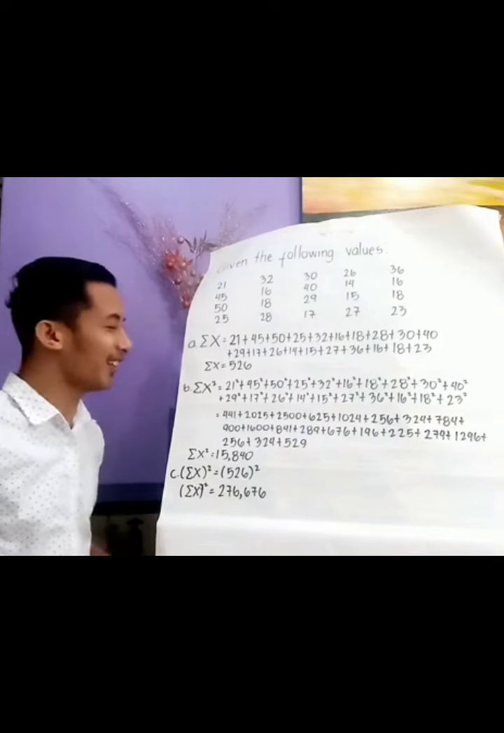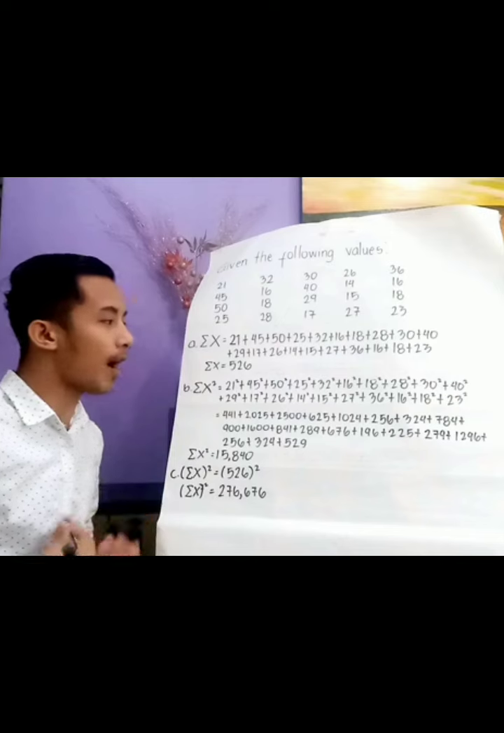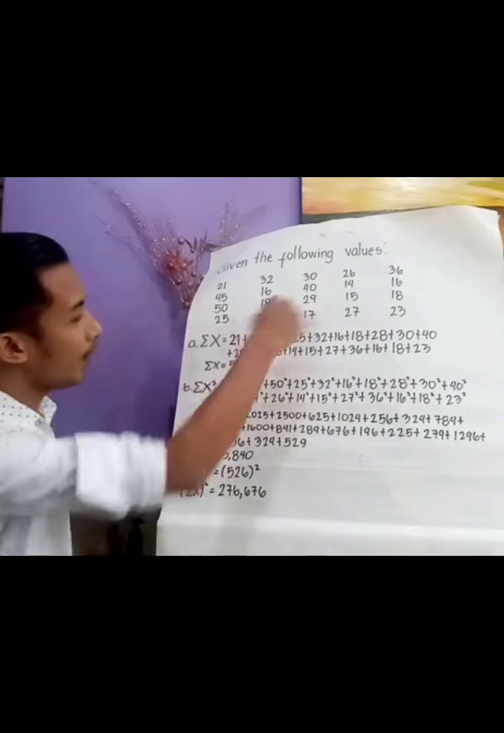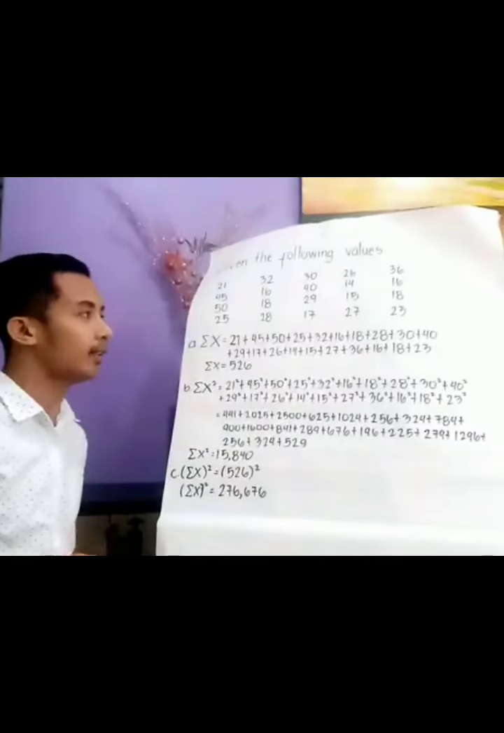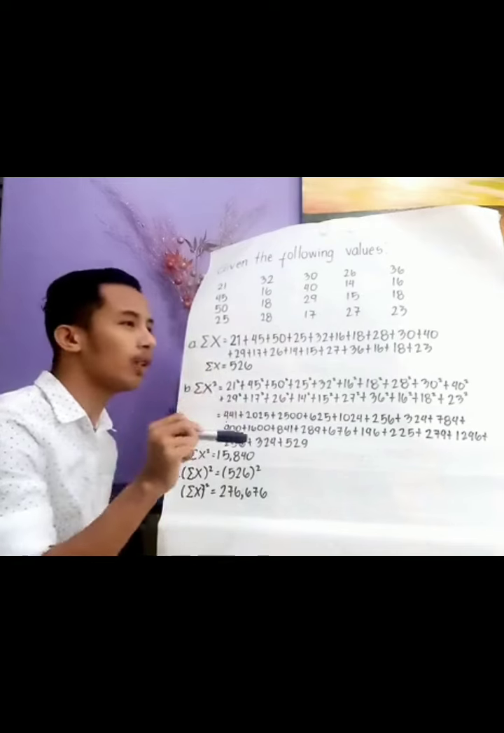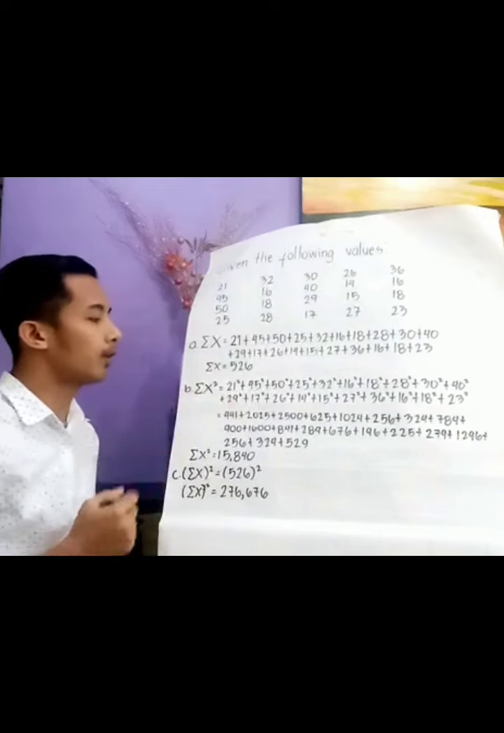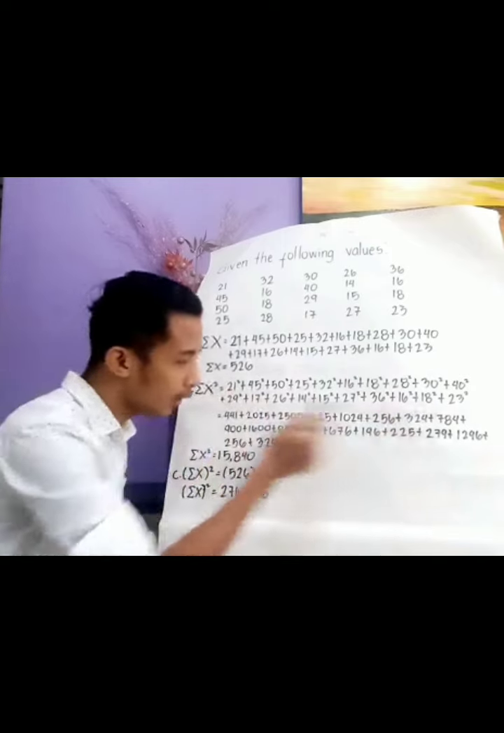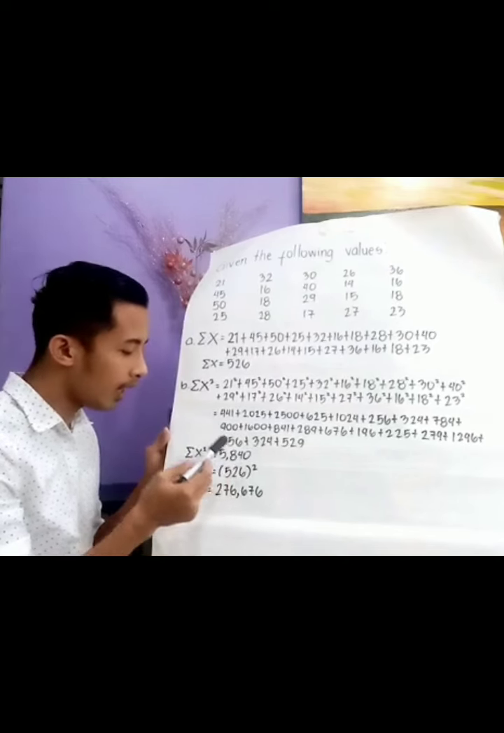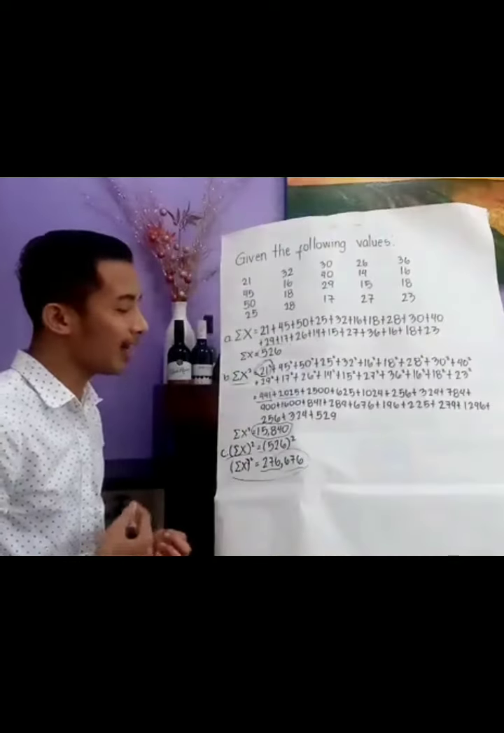Then, let us move on to the sum of squares. The sum of squares of variable x is the sum of all the squares of the elements of x, squaring each value of x. So, for example, 21 times 21. Pwede lagapon dyan nga times by itself. So, 21 times 21 equals 441 and so on. So, we have 15,840 as the sum of squares.